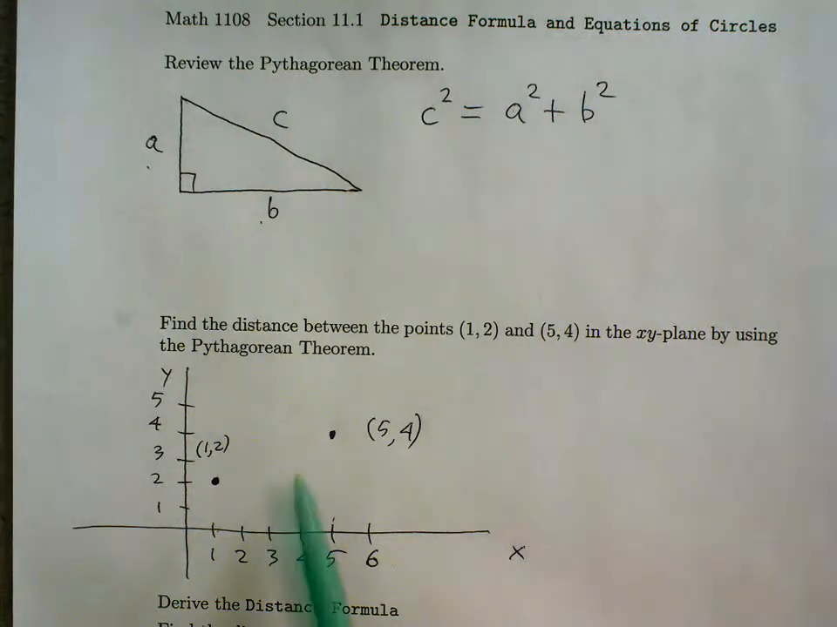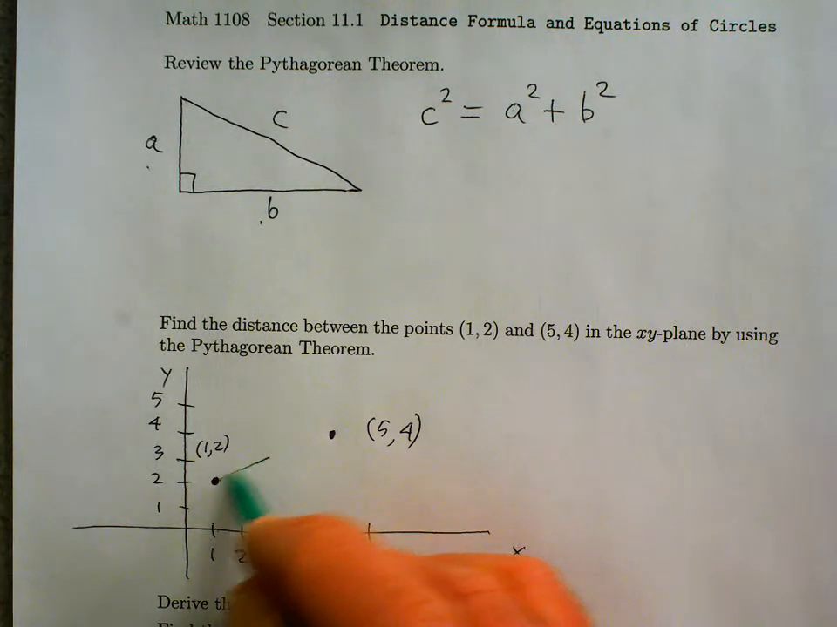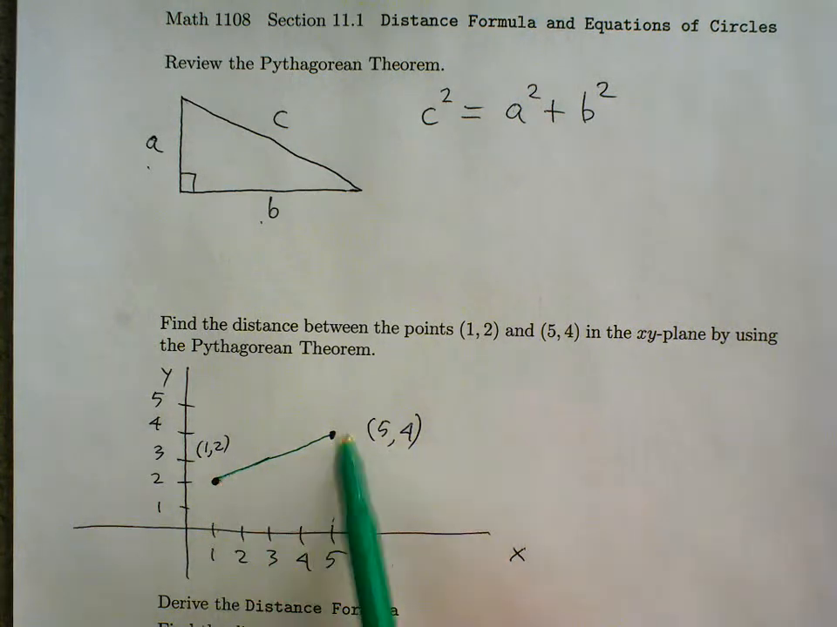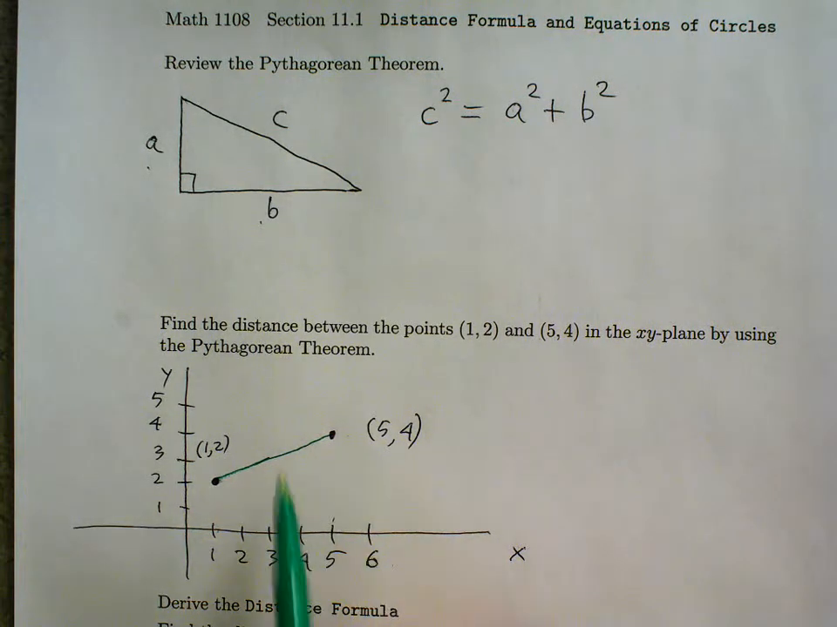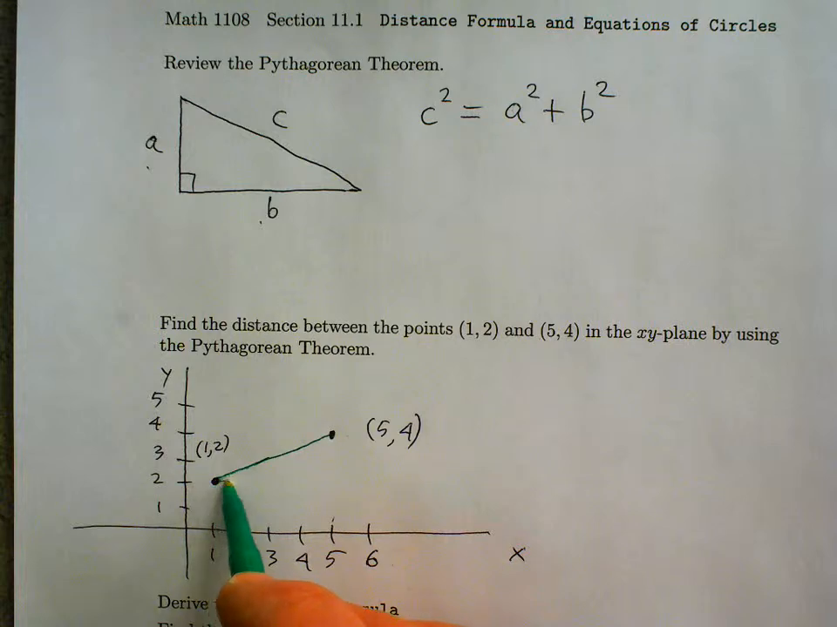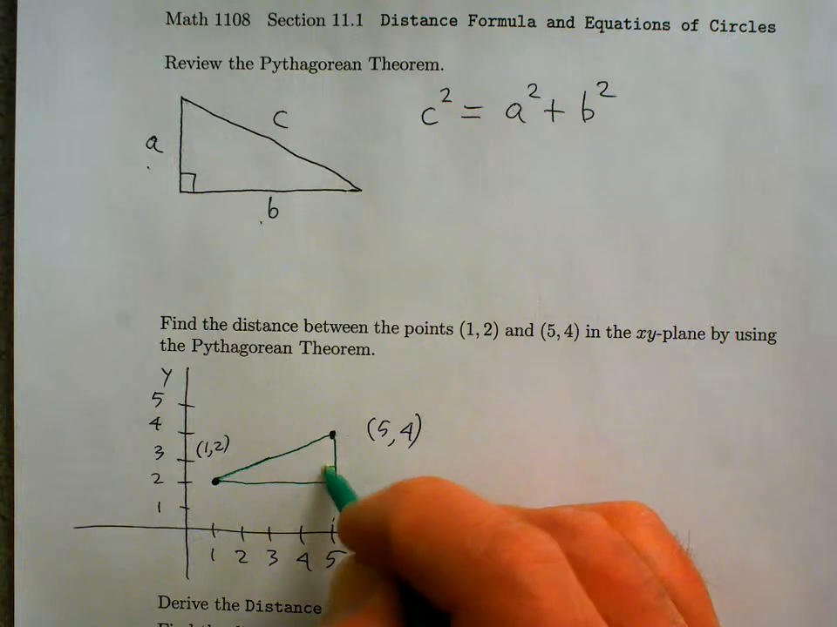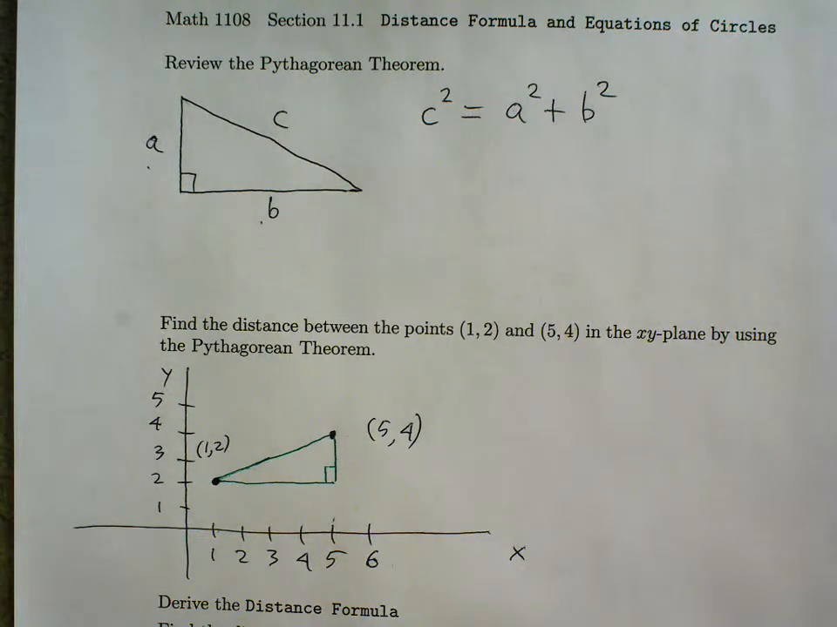Well, with these 2 points in the xy plane, we can construct a right triangle if we draw a line segment that connects the 2 points. This is going to be the hypotenuse of the right triangle, and then we connect a horizontal line segment with a vertical line segment and form the right triangle. We can tell what the length of this horizontal side is.